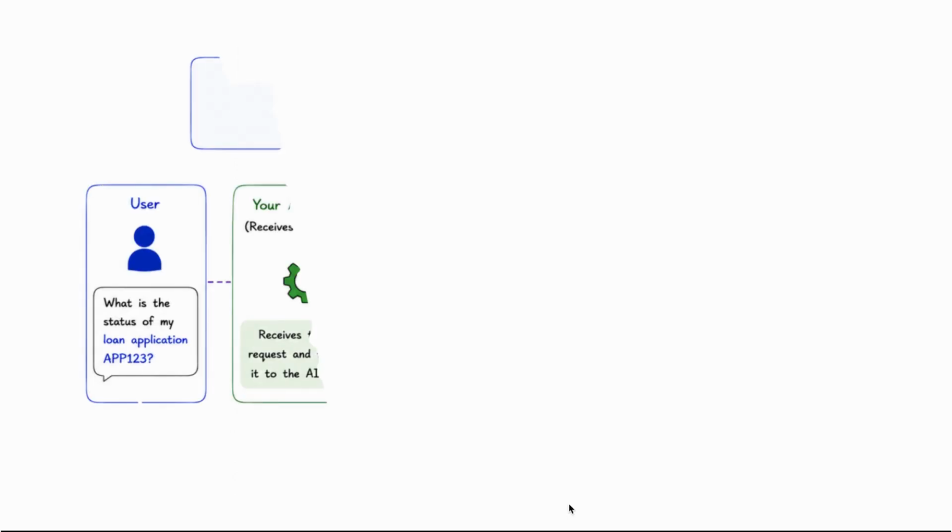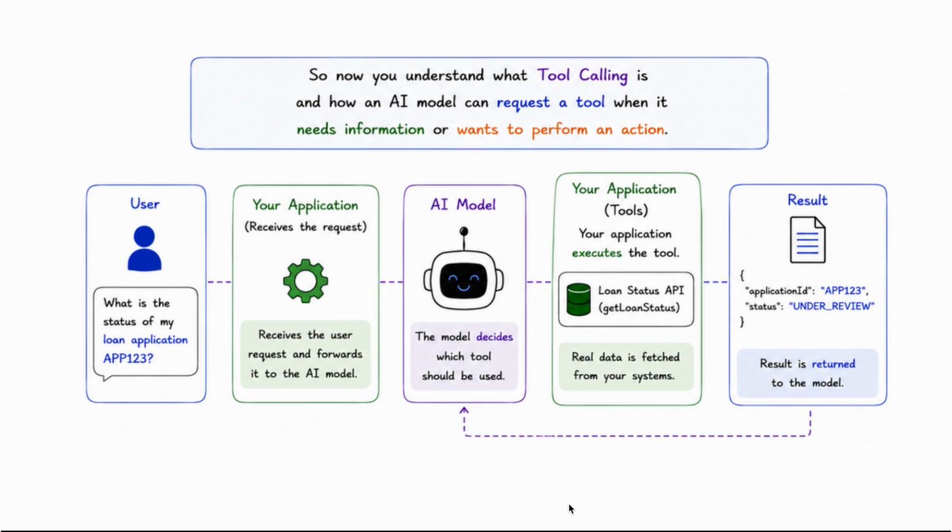So now you understand what tool calling is and how an AI model can request a tool when it needs information or wants to perform an action. The model does not execute anything itself. It decides which tool should be used. Your application executes the tool and returns the result. And that's the secret behind how modern AI agents interact with real world systems.